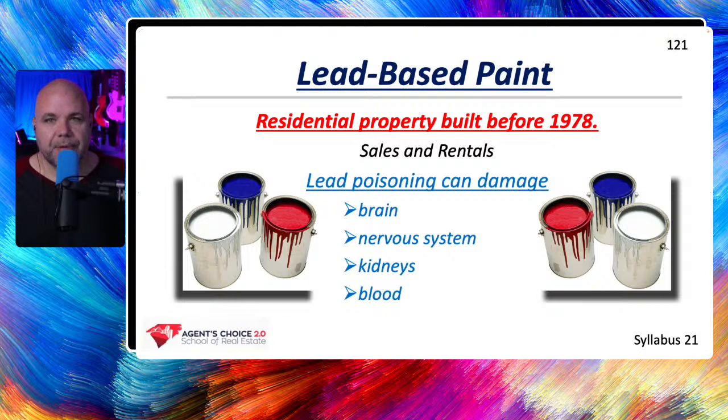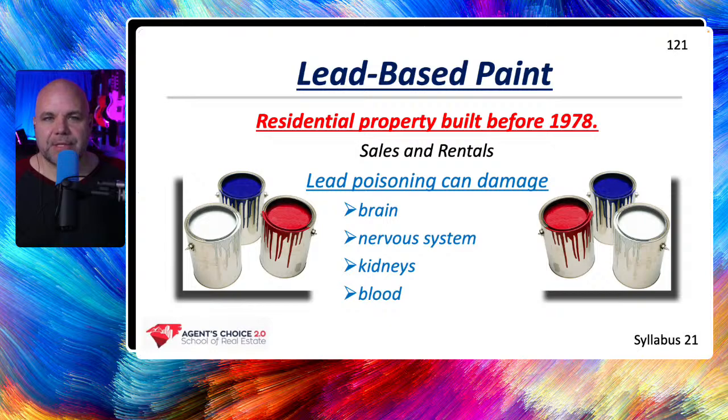It's only for properties built before 1978. So that's a little mental note. When you go on a listing appointment, one of the first things you ask them and find out yourself is, was this house built before 78? Because if it was, there might be some lead-based paint down in there somewhere, under all the layers. It's been painted many times since 78, so somewhere in there may be some lead-based paint.